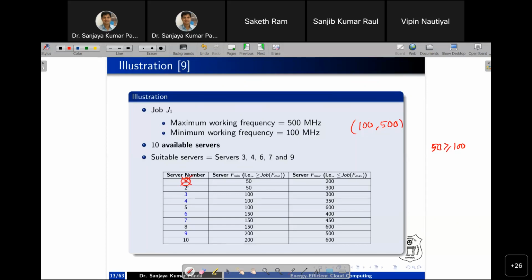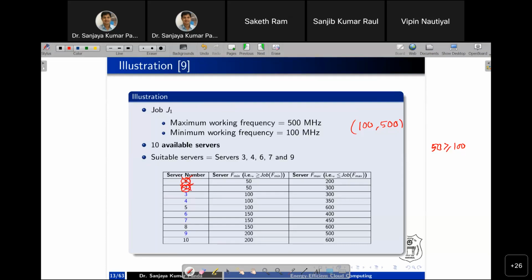Coming to server two. In the server two case, what is the minimum frequency? Again, the minimum frequency is 50. What is the minimum frequency of the job? It is 100. So again, 50 is not greater than or equal to 100. So server 2 is also not suitable for job J1. It may be suitable for other jobs, but it is not suitable for job J1.